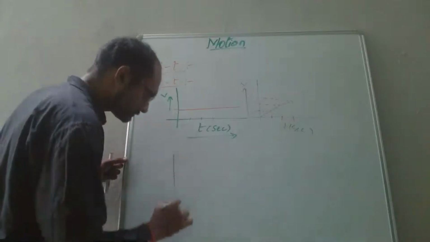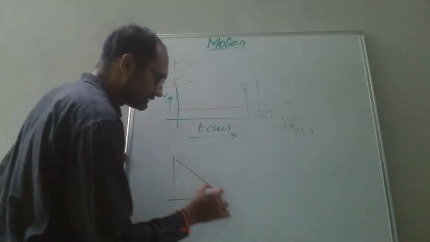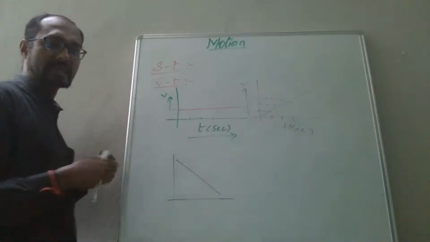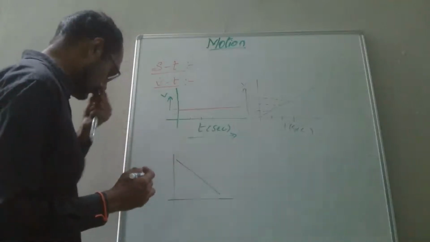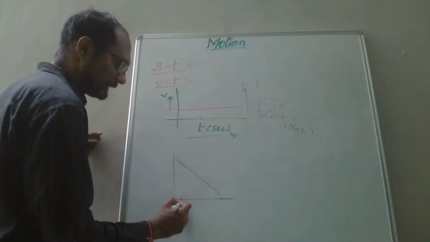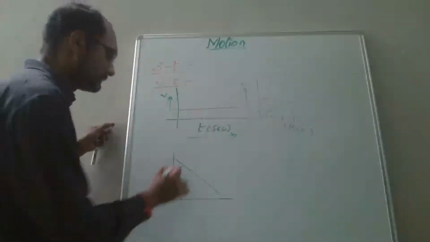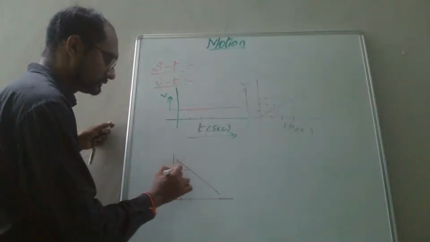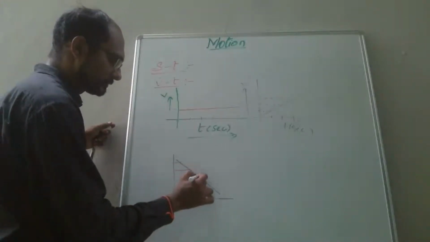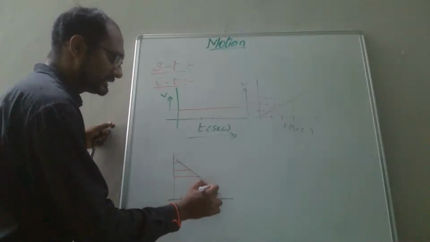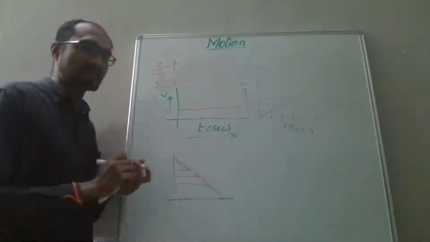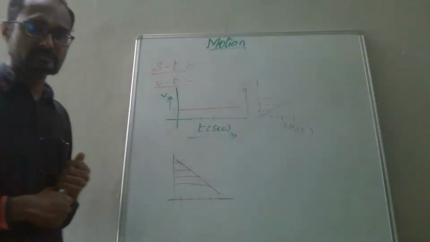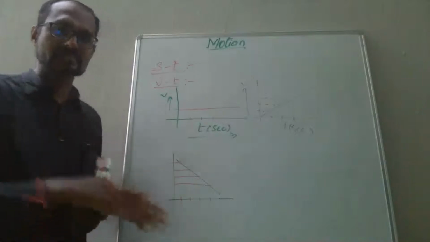For example, see, I have a graph like this. That means initially it has a much higher velocity, and slowly it is slowing down. As the time passes by, its velocity is decreasing. So at the end of the first interval of time, it has this velocity. At the end of the second interval of time, and at the end of the third interval of time, like this, what is happening? We can see that there is a change in the velocity, and for equal time intervals, the change in velocity is also equal. So we say it is uniformly accelerating. Change in velocity is the same.